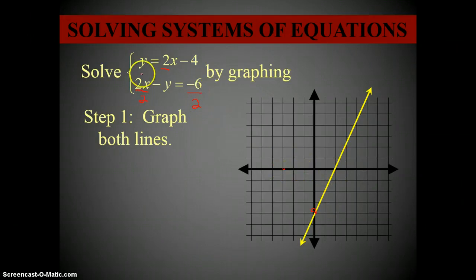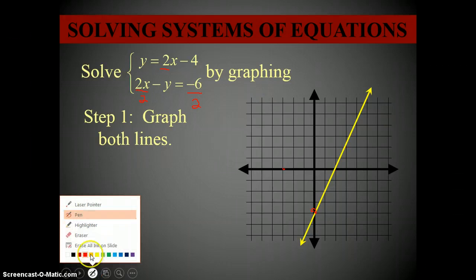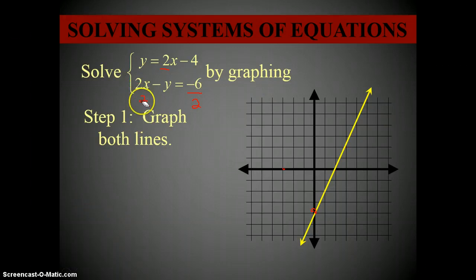And then if I plug in 0 for x, I just have negative y equals negative 6. And if negative y equals negative 6, then positive y equals 6. 1, 2, 3, 4, 5, 6. Put a dot and connect your dots.